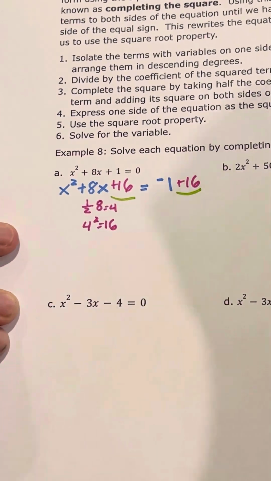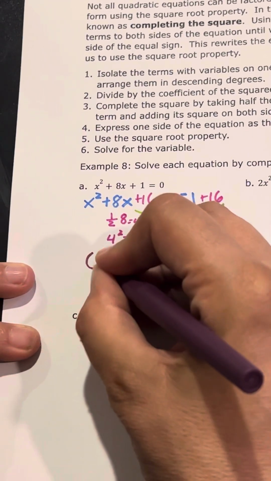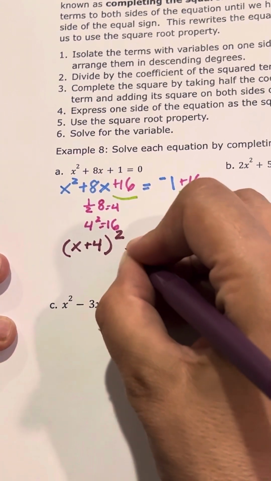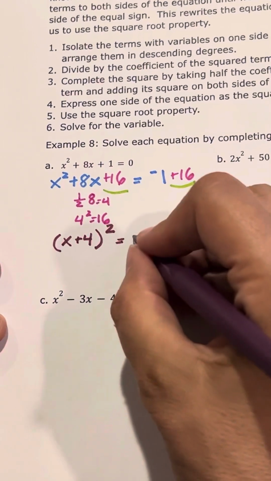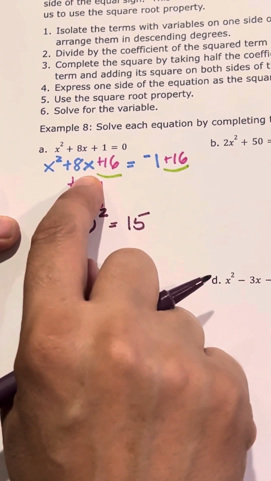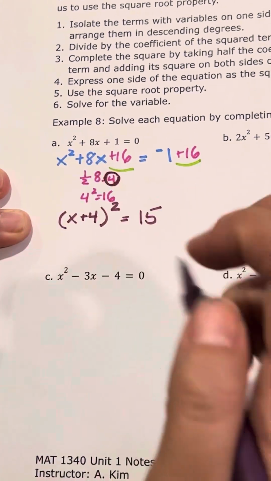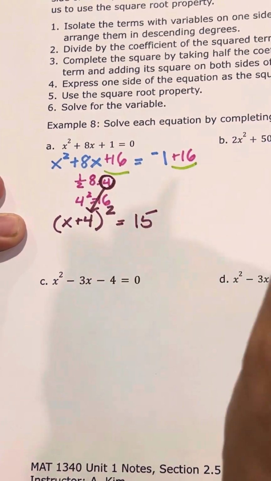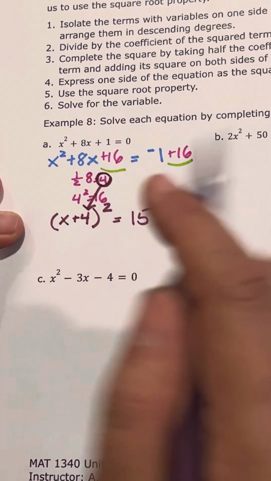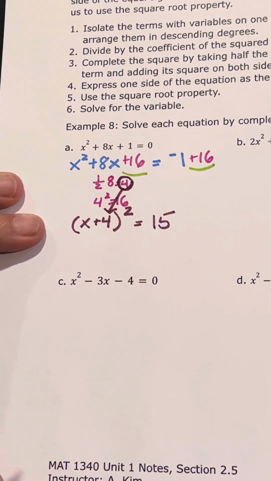So what that means is I can write this as a perfect square. It's x plus 4 squared equals, and on this side, it's 15. Now, how did I know it was x plus 4 squared? Well, first of all, that's what I did. I did it on purpose. But whatever number you get that's half the coefficient, that's the number that goes there. If it's a negative number, it's minus that number. If it's a positive number, it's plus that number. And then you just write it like this. x plus 4 squared equals 15.